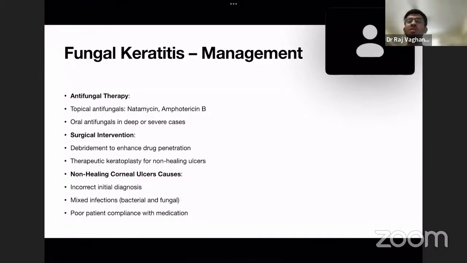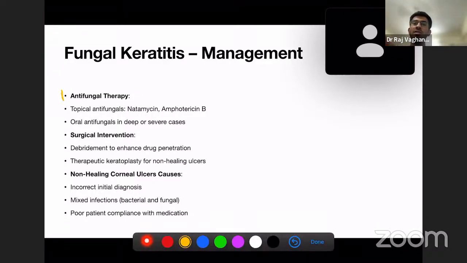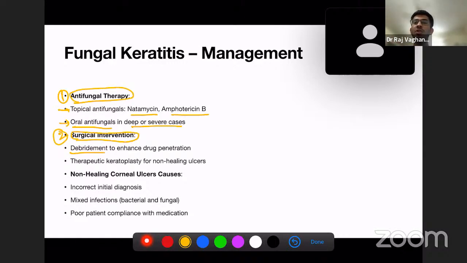Okay, so I was talking about the fungal keratitis management. We have discussed antifungals, which include two important drugs I've told you, natamycin and amphotericin B, and oral antifungals in deep or severe cases. The surgical intervention includes debridement to enhance the drug penetration and therapeutic keratoplasty for non-healing ulcers. And now, the causes of non-healing corneal ulcers.